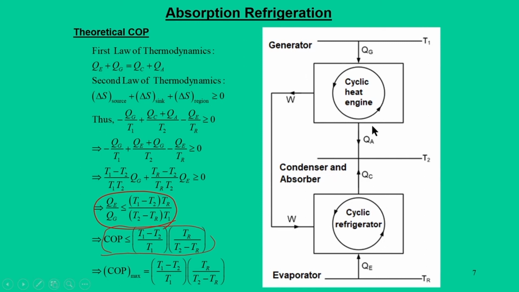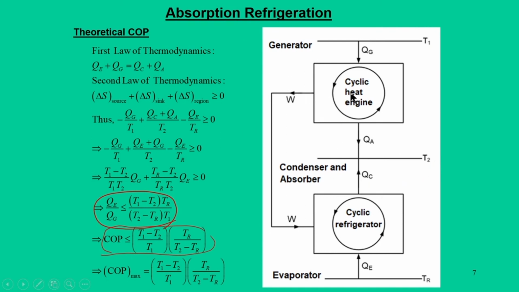If you look at this particular figure, the system can operate in a manner that whatever work comes from the engine, we can utilize in the cyclic refrigerator, and through this we can maintain the condenser and absorber at a certain temperature T2. The heat balance: QA and QC, that means heat rejected from the heat engine and heat rejected from the refrigerator, goes to a common unit which we call the condenser and absorber unit. By virtue of this we can maintain a temperature T2.